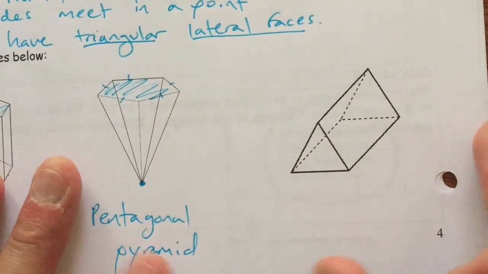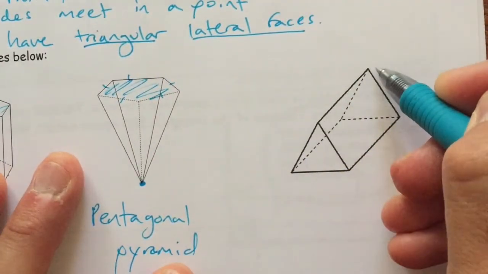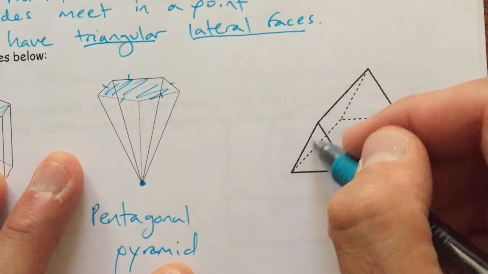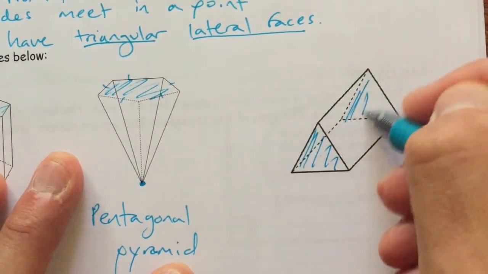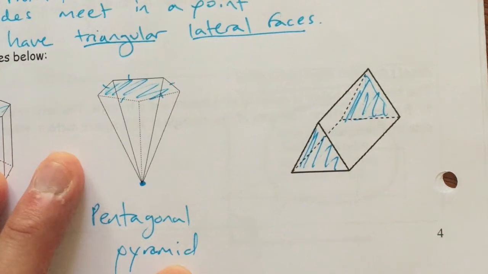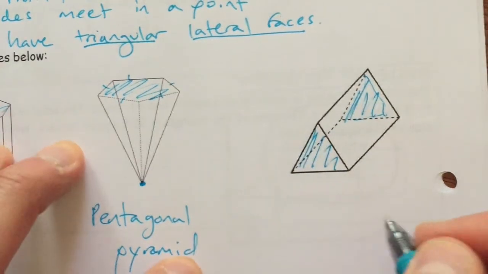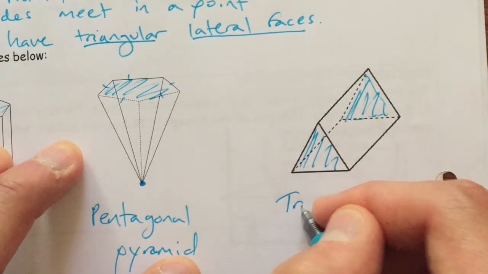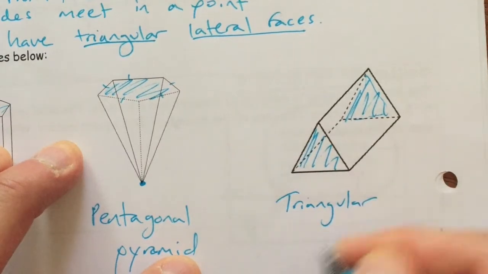And finally, even though this looks like it has a point up here, it's not a pyramid. That's because you can see that it has 2 parallel triangles as bases. It's just a prism on its side. It is a triangular prism.